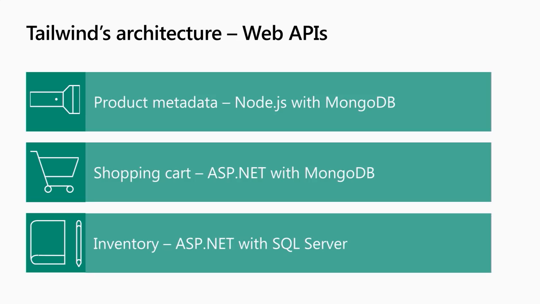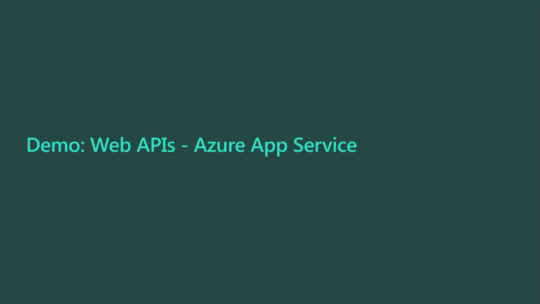So first up I want to talk about is how we can do this in what I'm going to be calling traditional web APIs. Node.js using a MongoDB backend. ASP.NET also using MongoDB for the shopping cart. And then ASP.NET Web API using SQL Server as a backend for the inventory. So let's just see this one in action then.